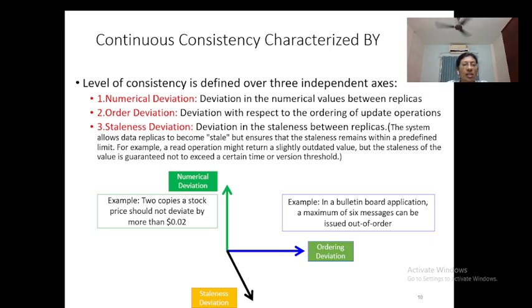Third one is staleness deviation. Deviation in the staleness between replicas. Example, weather data should not be more than 4 hours stale. That is, the system allows data replicas to become stale but ensures that the staleness remains within a predefined limit. For example, a read operation might return a slightly outdated value, but the staleness of the value is guaranteed not to exceed a certain time or version threshold.